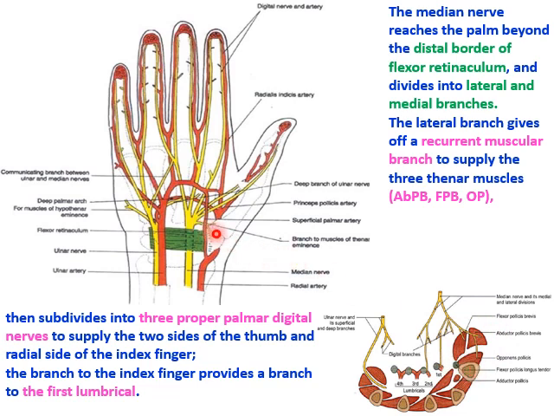After the recurrent branch is given, the lateral branch then divides into three proper palmar digital nerves, which supply both the sides of the thumb and the radial side of the index finger. The proper palmar digital nerve, which supplies the radial side of the index finger, also supplies the first lumbrical. Here, this is a diagrammatic representation.